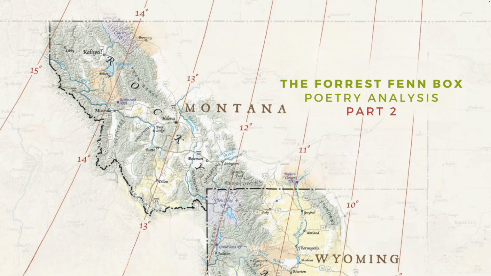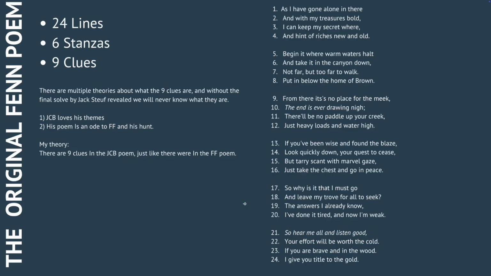Okay, let's get started. So here's what we know about the original Forrest Fenn poem. There were 24 lines, 6 stanzas, and Forrest Fenn himself said there were 9 total clues. There are multiple theories about what the 9 total clues are. Again, this is not trying to solve the Forrest Fenn poem. This is for John Collins Black, There's Treasure Inside Forrest Fenn box.